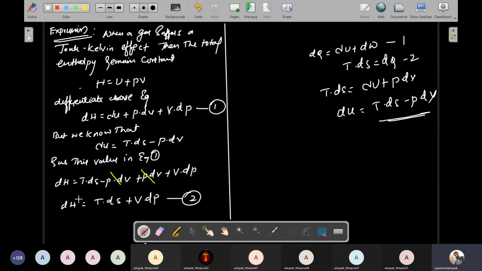But from equation 2, enthalpy remains constant. This is very important. Enthalpy remains constant means the change in enthalpy is 0, so dH becomes 0, because the enthalpy term is constant. Therefore 0 is equal to T dot dS plus V dot dP. This is equation 2. Please note, everybody.